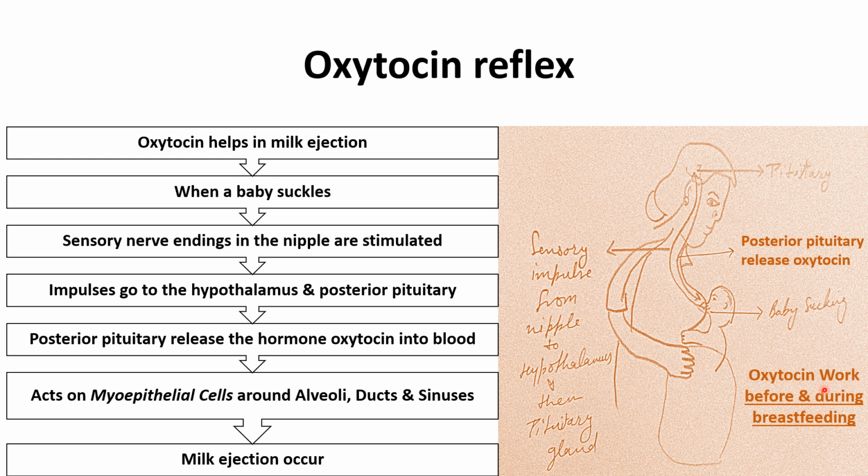Oxytocin works before and during breastfeeding, while prolactin works half an hour after the breastfeeding. So milk for the next feed is produced by the prolactin reflex, and by the oxytocin reflex milk is ejected at the time of breastfeeding.